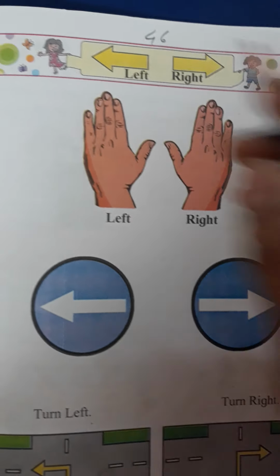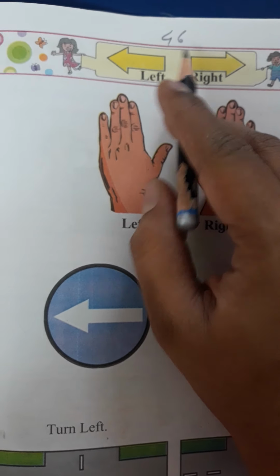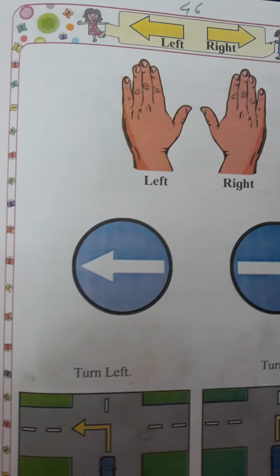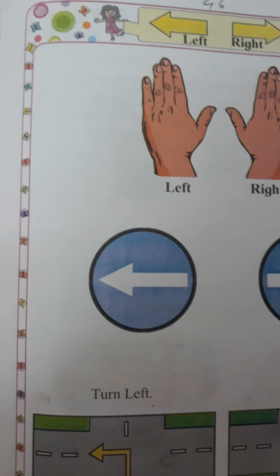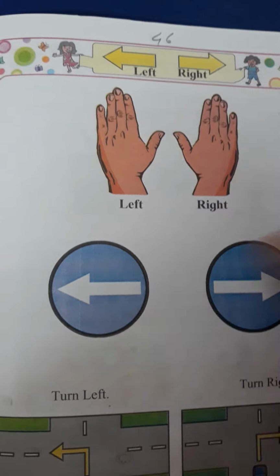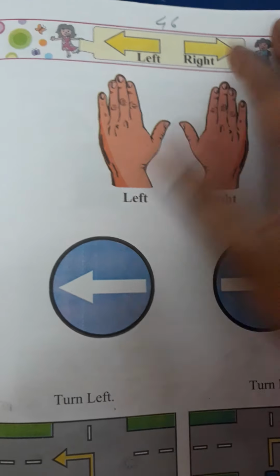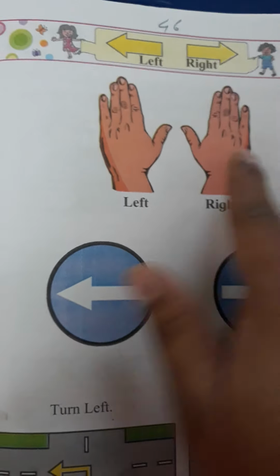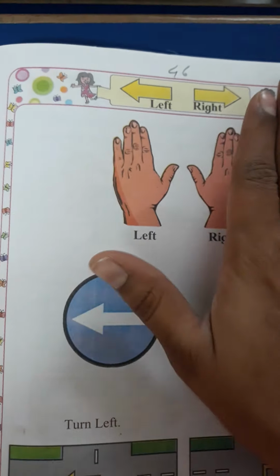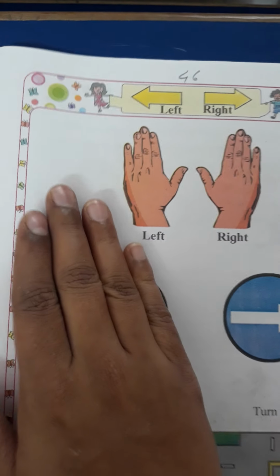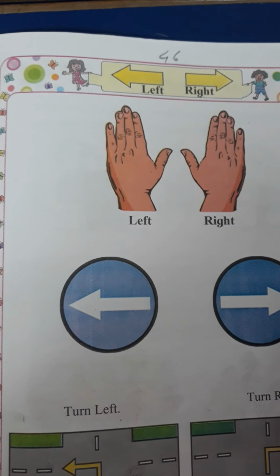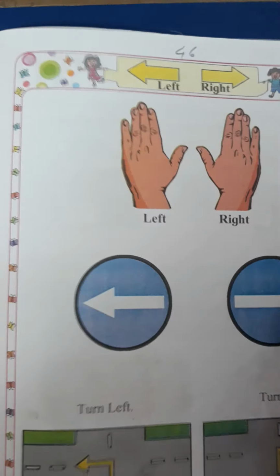So students, today we are starting our chapter number 46, concept left and right. Today we will learn our sides, left side and right side. Look, this is this hand, this side hand. This is your right side and this is your left side. Look, this arrow shows the right side, this arrow shows the left side.